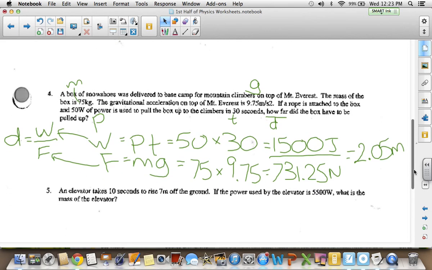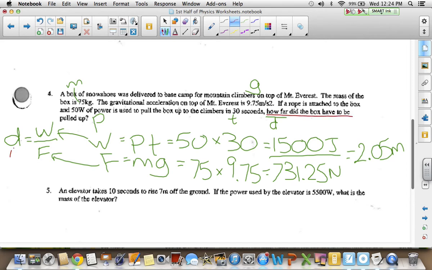So if you take a look at this one here, number 4: a box of snowshoes was delivered to a base camp of mountain climbers on top of Mount Everest. The mass of the box is 75 kilograms. That's a mass. The gravitational acceleration on top of Everest is 9.75 meters per second squared. That's your g. If a rope is attached to the box and 50 watts of power, there's your power, is used to pull the box up to the climbers in 30 seconds, how far did the box have to be pulled up? Well, the first place that we're going to start in this process, how far did the box have to be pulled up?